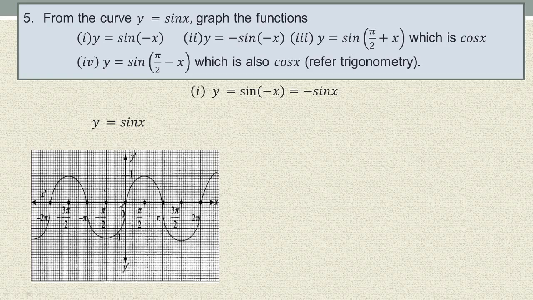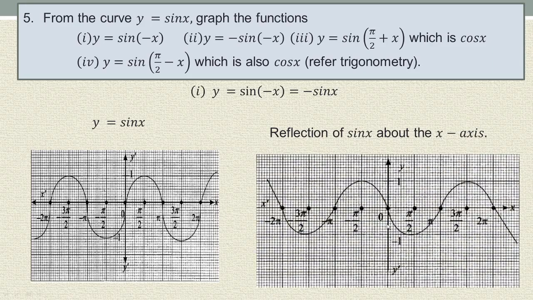So this is y is equal to sine x, and the first subdivision is minus sine x. So minus of f of x is the reflection of sine x about the x-axis. So if you are having 1, you have to bring it to minus 1. And where you are having minus 1, you should bring it to 1. So in this way you should draw the curve. It is a reflection about the x-axis.